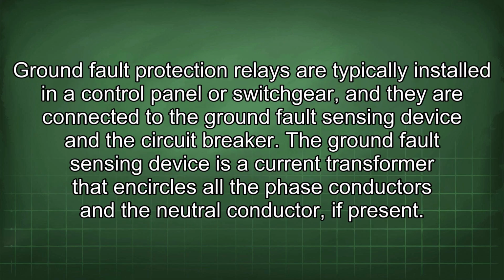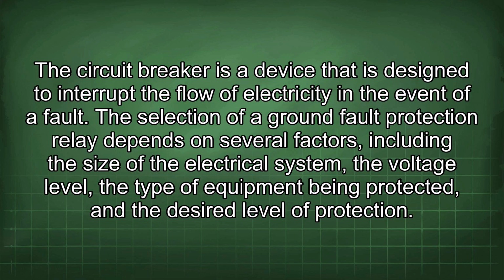Ground fault protection relays are typically installed in a control panel or switchgear, and they are connected to the ground fault sensing device and the circuit breaker. The ground fault sensing device is a current transformer that encircles all the phase conductors and the neutral conductor if present. The circuit breaker is a device that is designed to interrupt the flow of electricity in the event of a fault.